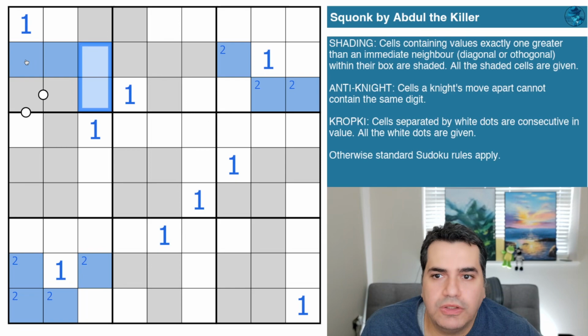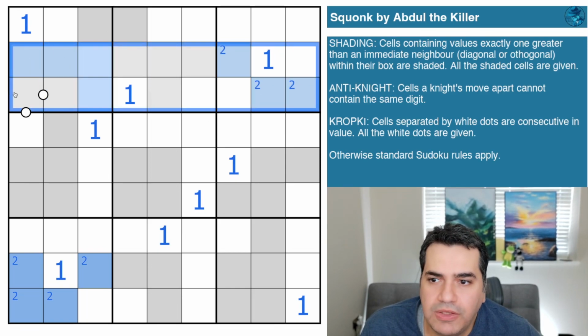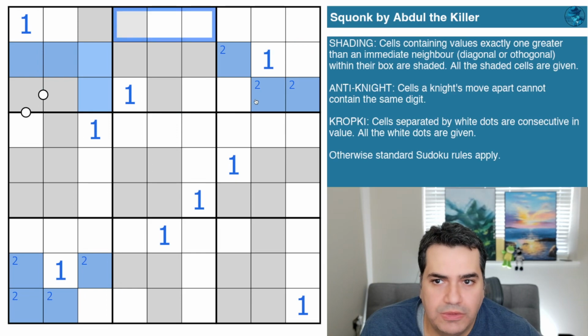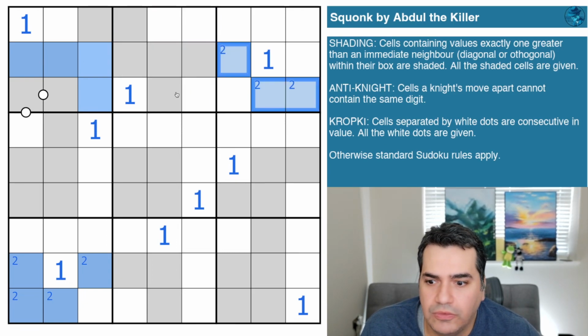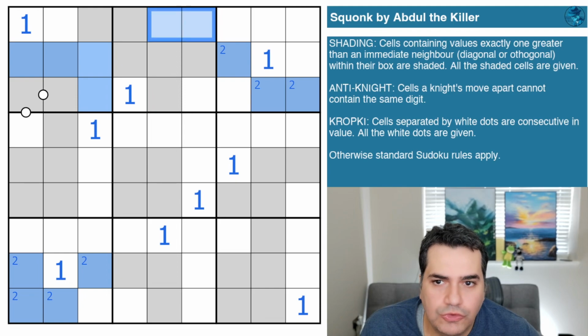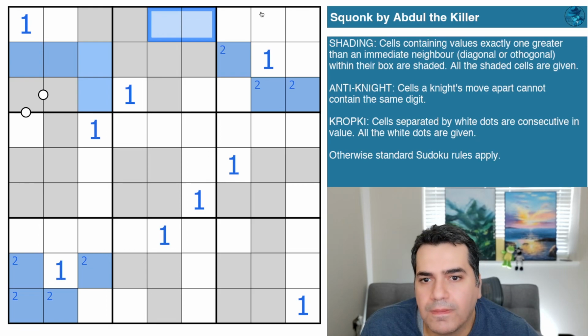Now, if you take a look at rows 2 and 3, we've placed the 2 now. We now know that the 2 has to be in the top row in box 2. We've eliminated row 2 and 3 with these blue cells. It can't be this because 1 is too far away. So 2 is somewhere in here. Wow.